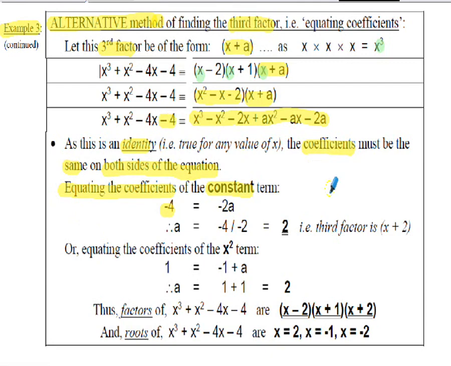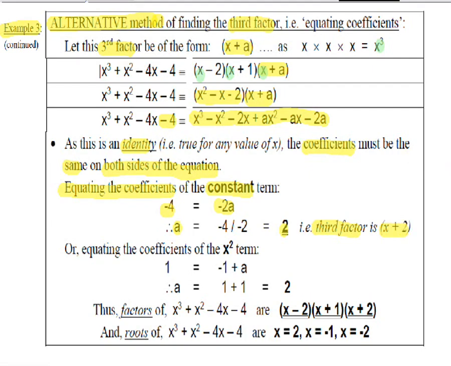On the right-hand side, what are my constant values? Well, the only term without an x in it is the -2a. That's classified as a constant term. Now I could simply solve that equation for a by dividing throughout by -2, so a becomes 2. So my third factor is x plus 2.